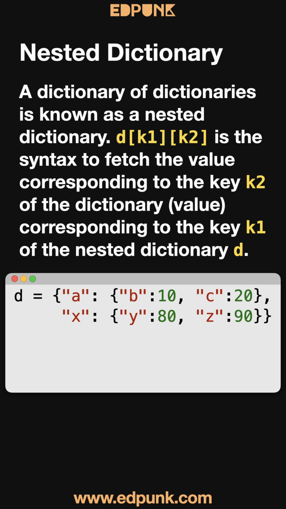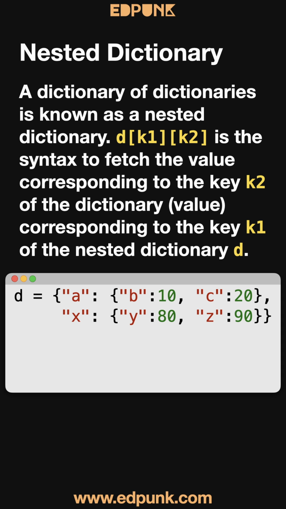For example, let us take a nested dictionary D containing keys, string A and string X. The value corresponding to string A is another dictionary containing key value pairs string B is to 10 and string C is to 20. The value corresponding to string X is another dictionary containing key value pairs string Y is to 80 and string Z is to 90.